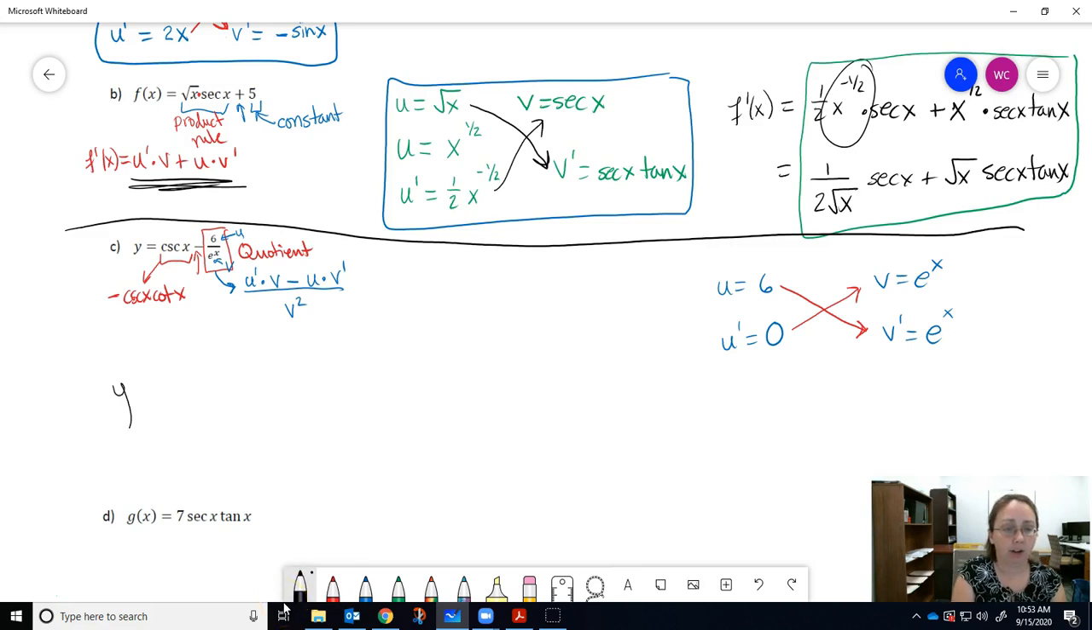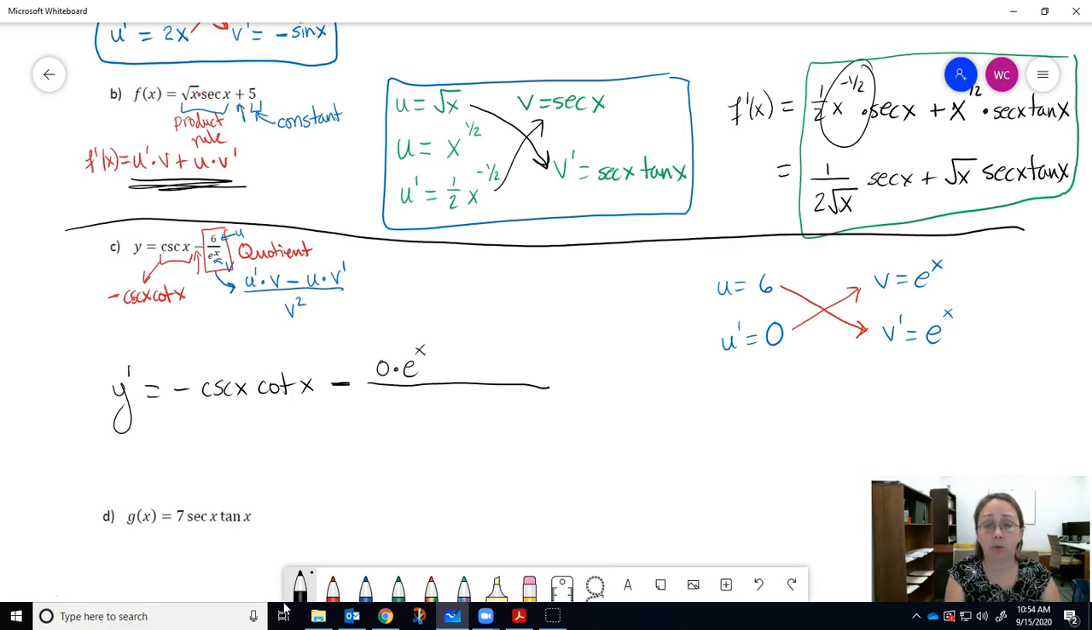So we're going to write it all out here. The derivative y prime. We already found the derivative of cosecant. That's negative cosecant x, cotangent x, minus, because your fraction has a minus in front of it, the quotient rule. U prime times v. So that's 0 times e to the x. What's that really going to be? 0 times anything is 0. So that's really just going to be 0.